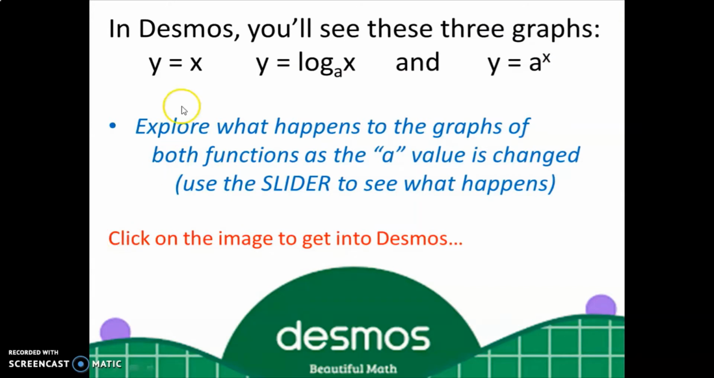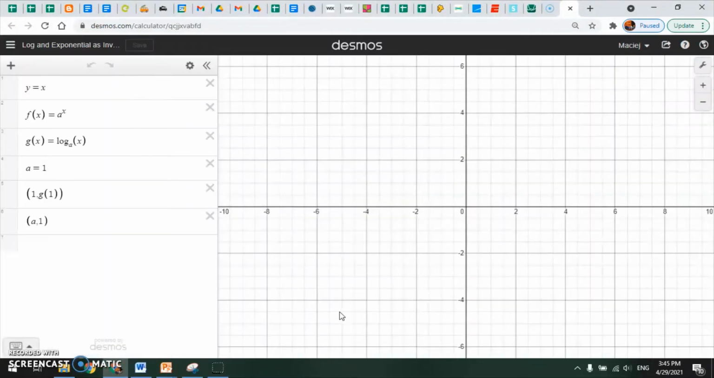Let's begin here. You will work in Desmos, and on Desmos you will see three graphs: y equals x, y equals log base a of x, and y equals a to the power x. You're going to explore what happens to the graphs as you change the a value. So I'm going to jump into Desmos, and I'm going to ask you to jump into the same Desmos window to try some things out.